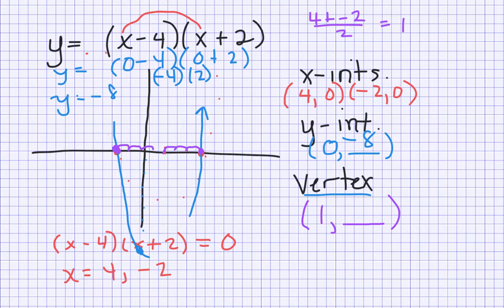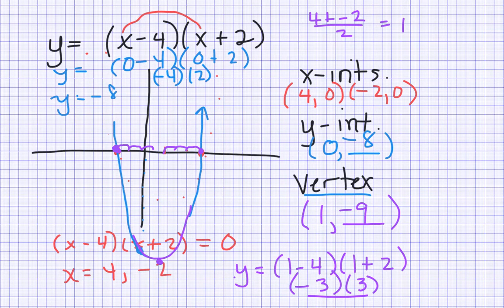But again, I can just plug into the equation. So I would do y equals 1 minus 4 times 1 plus 2. 1 minus 4 is negative 3. 1 plus 2 is positive 3. Negative 3 times 3 is negative 9. So down here at negative 9, there's my vertex, and I have my parabola. So it's taking that idea that we talked about last week, solving the equations by factoring, setting the equation equal to 0, because when it's 0, that's where we'll find our x-intercepts, and then finding the y-intercept and the vertex, and a couple more.